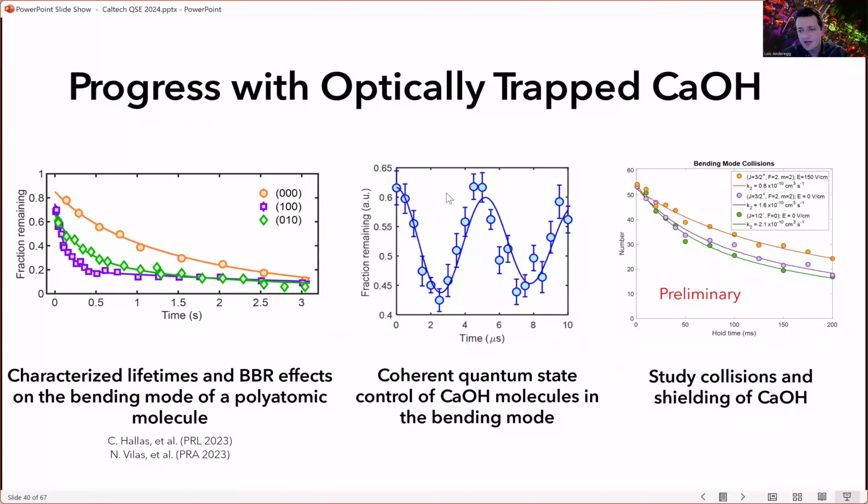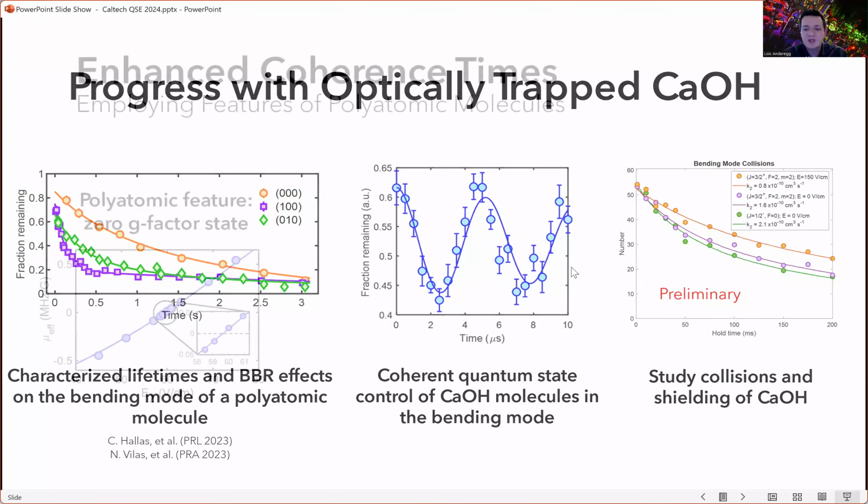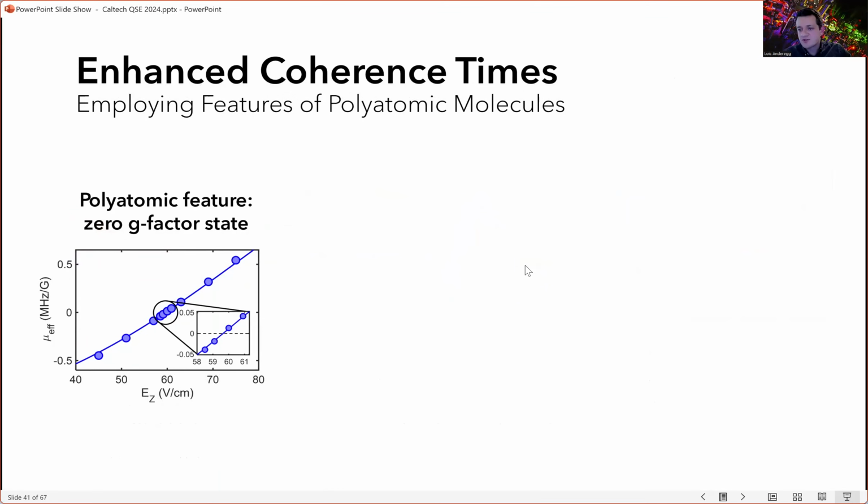So with these now higher density optical dipole traps, we've also been able to study a few other things. We've studied the coherence times, or the lifetimes, available to us within these science states. We've again been able to reproduce the full quantum controls that we had with diatomic molecules, but on these polyatomic molecules. And more recently, we've also studied collisions, and we're also trying to study shielding effects within these polyatomic molecules.